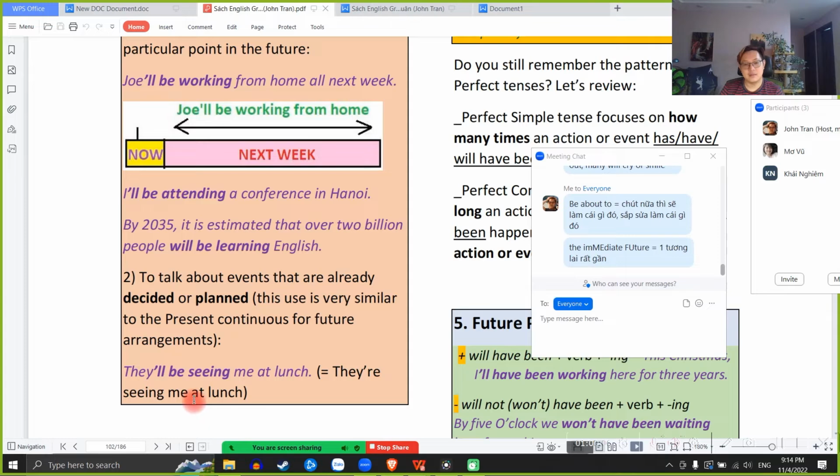So you can say they are seeing me at lunch. Họ sẽ gặp tôi vào bữa trưa. Or you can say they will be seeing me at lunch, the same thing. Nó cùng cách sử dụng luôn.